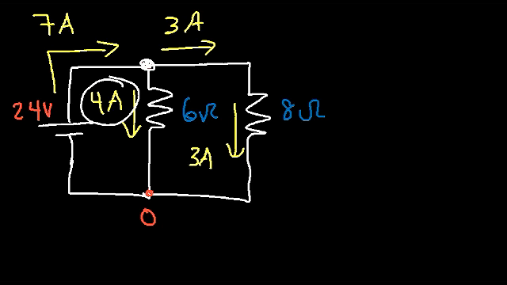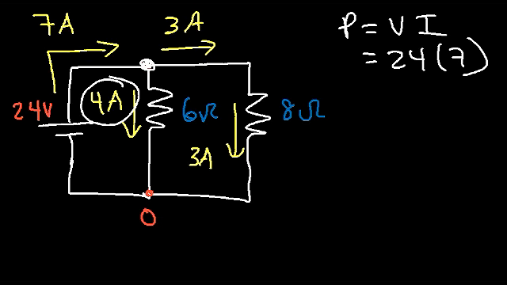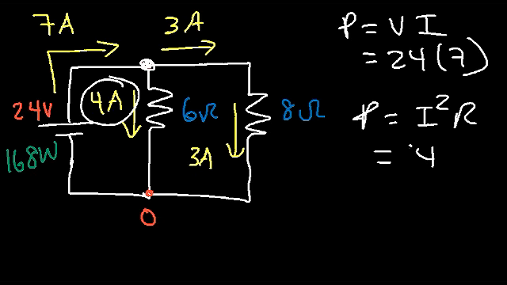And now let's calculate the power delivered by the battery. So P is equal to VI. The voltage is 24 and the current is 7. So 24 times 7, that's 168 watts delivered by the battery. Now what is the power absorbed by the 6 ohm resistor? Let's use this form of the equation, I squared R. We have a current of 4 amps that flow through it, and the resistance is 6. 4 times 4 is 16. 16 times 6 is 96. So 96 watts is absorbed by the 6 ohm resistor.